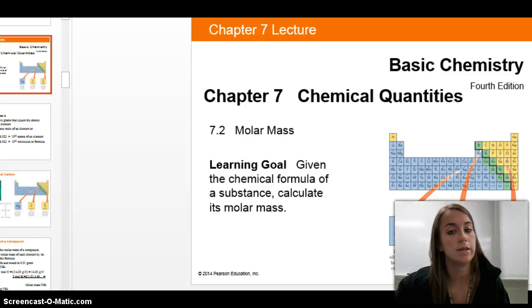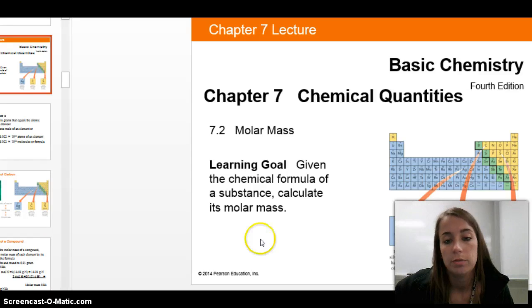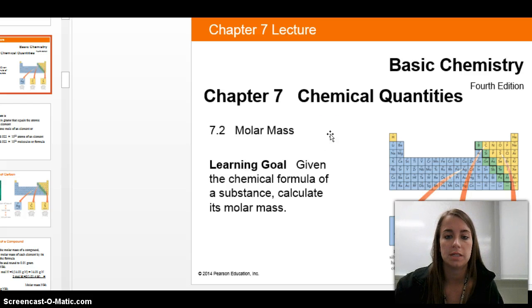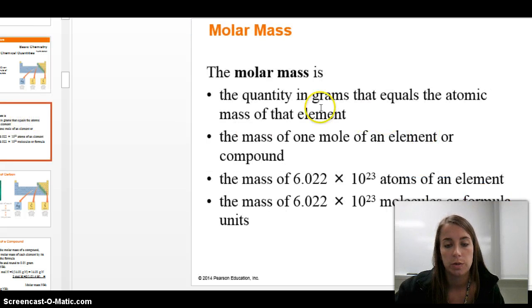So we are going to start 7.2. 7.2 is called molar mass, and so we're going to talk about moles and mass. And the learning goal is, given the chemical formula of a substance, calculate its molar mass. So what is molar mass?